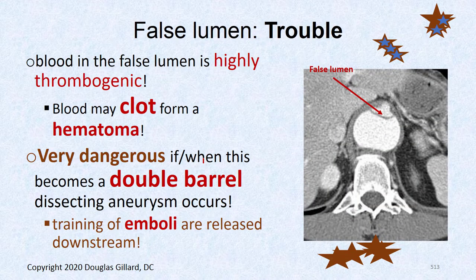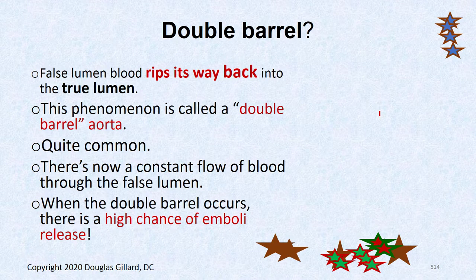And remember, these are highly thrombogenic. Or don't remember, I don't think I told you yet, but the blood inside of here, especially before it double barrels, can be really, really thrombogenic. And it can clot up. So we'll talk about a double barrel here in a minute, but it's really dangerous. I'll show you some pictures, so I won't draw that. Where did my picture go? I thought I put a picture in there.